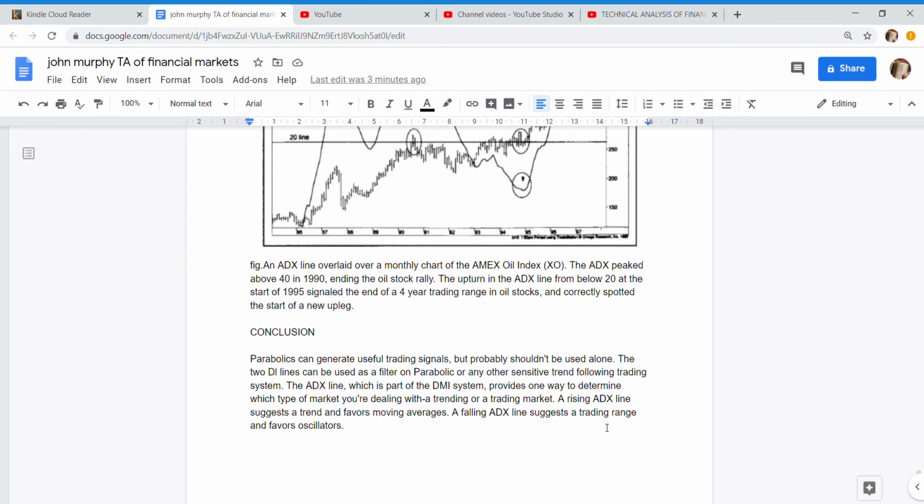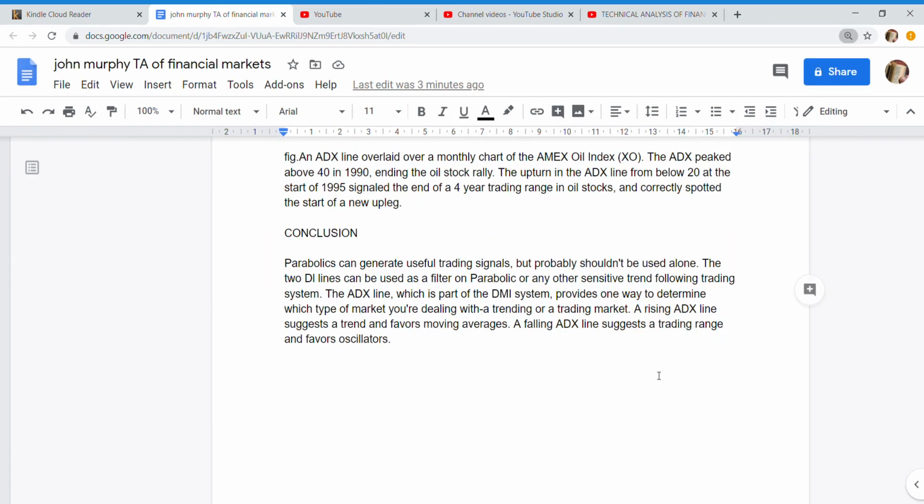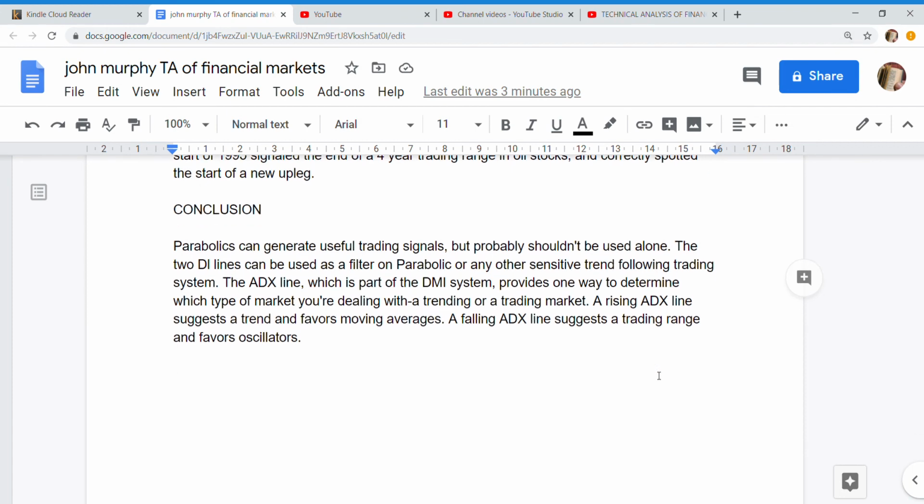Conclusion. Parabolics can generate useful trading signals, but probably shouldn't be used alone. The DMI lines can be used as a filter on parabolic or any other sensitive trend following trading system. The ADX line, which is part of the DMI system, provides one way to determine which type of market you're dealing with, a trending or a trading market.